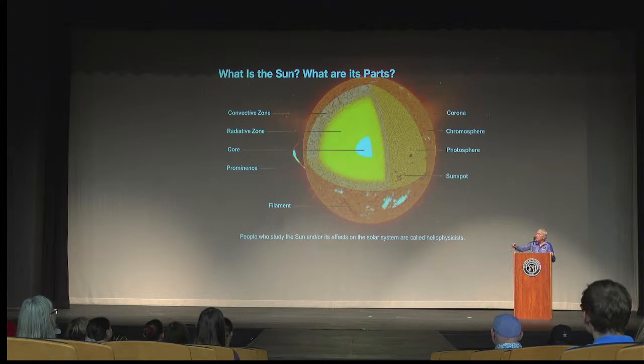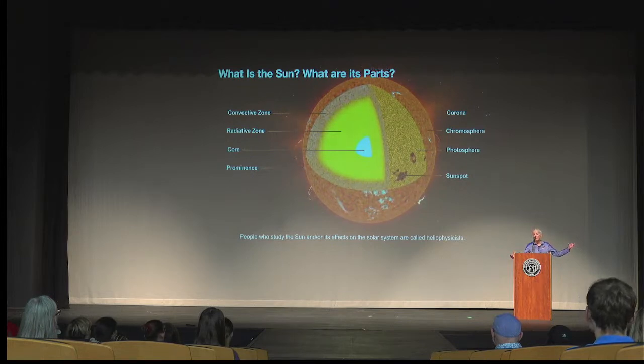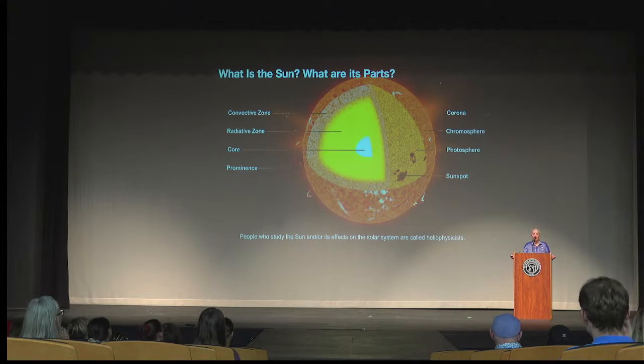And let's see if this animation will work. There we go. So down on the bottom, there's a filament labeled, and it is erupting right now. That's what it would look like. And sometimes those things fall back to the sun because of the sun's gravity, and other times they go on out into interplanetary space where they can interact with Earth's magnetic field. And that's important for things like coronal mass ejections.